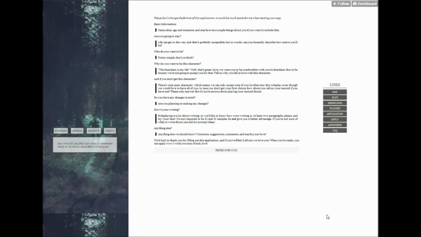For the sample writing, you may want to put whether you want first or third person and past or present tense writing, simply because players eventually ask about it and it's just easier to have it there for their convenience.